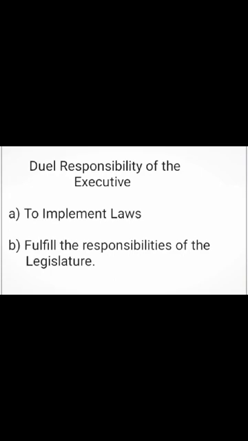These executives have dual responsibilities. The first responsibility of the executive is to implement the laws on the people formulated by the legislature. Second, as the executive are selected from the first house of the parliament, that is Lok Sabha, they are responsible to the legislature too.